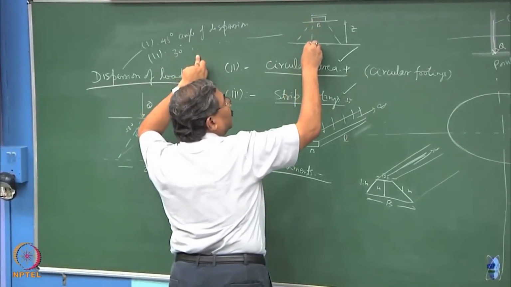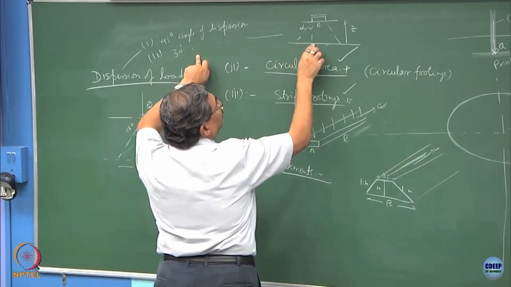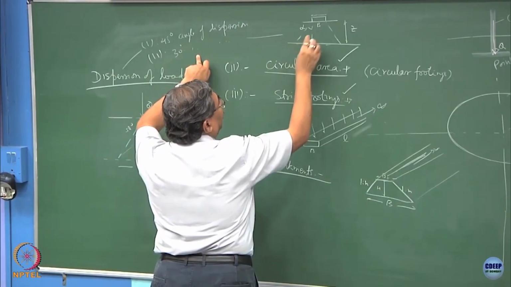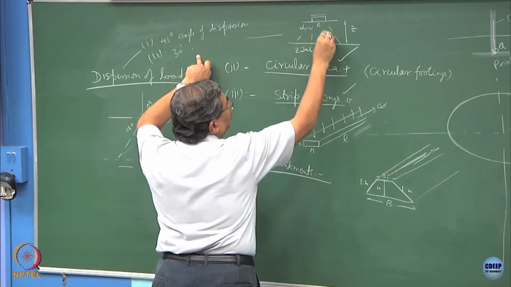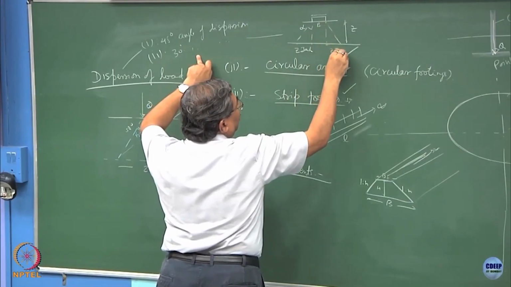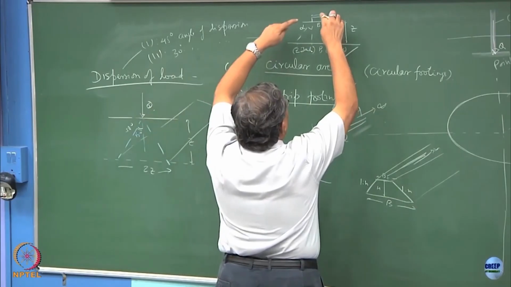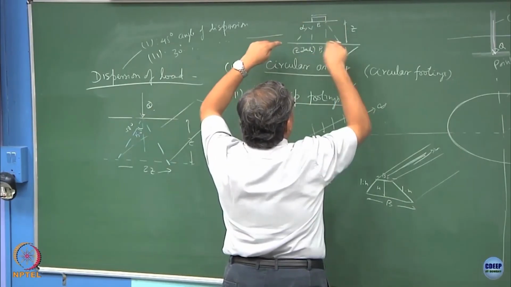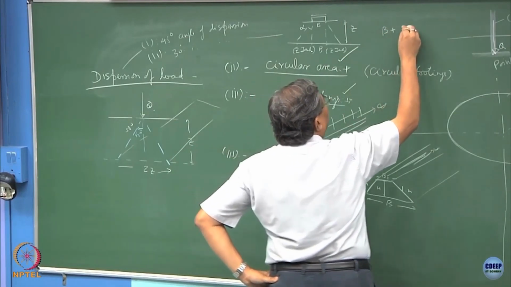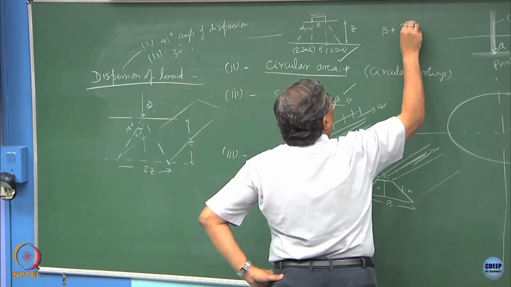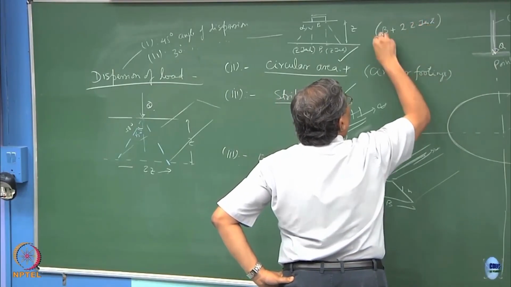So, if I use this angle of dispersion as alpha, this is going to be what, Z tan alpha, and this is also Z tan alpha plus B. So, basically this whole stress is now getting transmitted on a plane which is of area of cross section 2 times Z tan alpha.